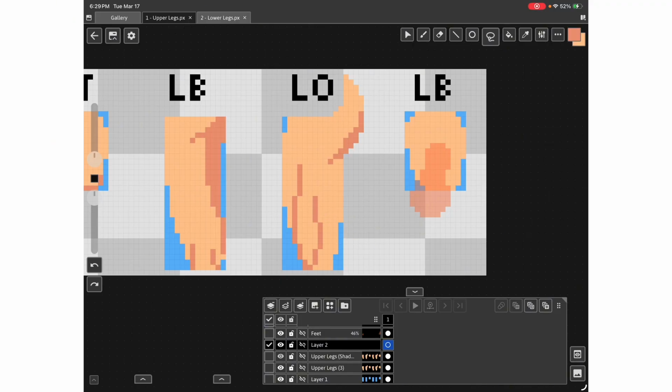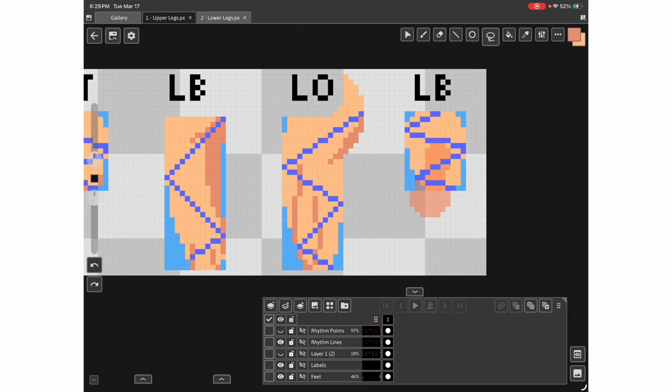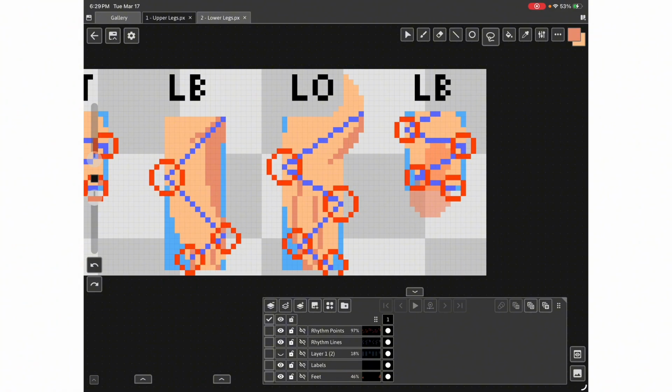So I'll turn on the shadow, and I'll put on the rhythm lines, which is the same exact thing. You already know this, or I've already gone over this. So yeah, it's nothing new at this point.